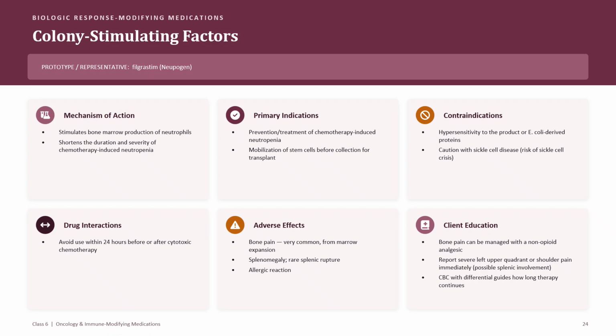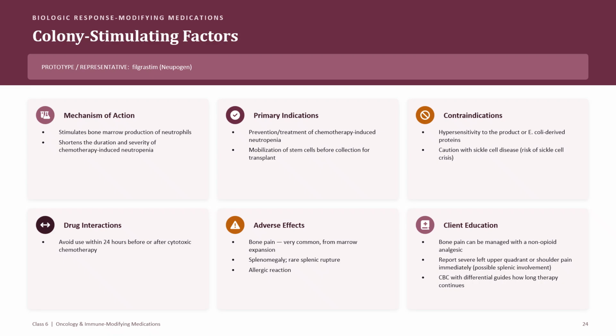So with this medication, bone pain is extremely common as the bone marrow expands and ramps up its production. But that pain is usually manageable with a non-opioid analgesic. And then it's rare, but it's serious. One condition of this medication is splenic rupture. It rarely happens, but it is something that can happen, and it's very severe. It's very serious to make sure to watch out for.